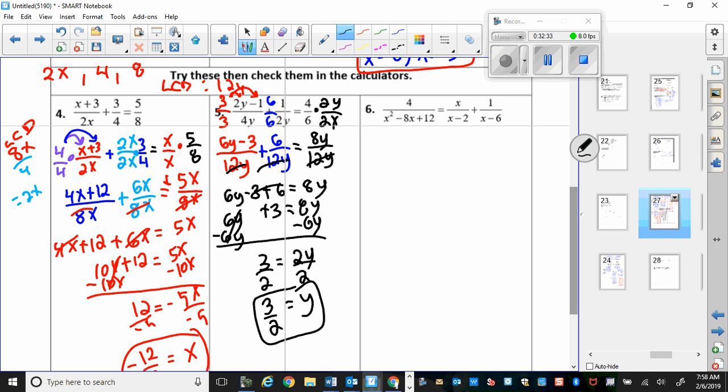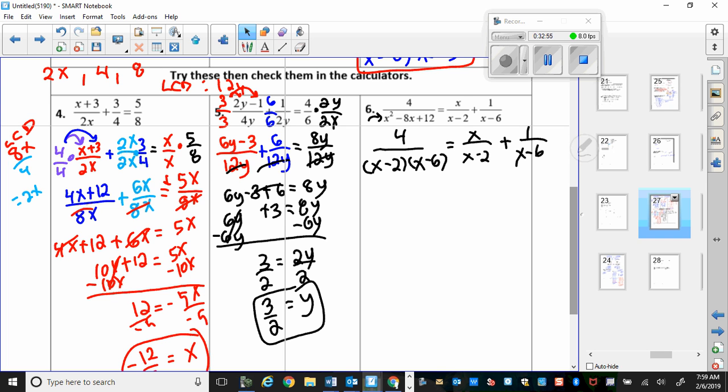Now, for the last one, we need to factor this polynomial to see what's missing. So if we factor, we get 4 over x minus 2 times x minus 6, right? Equals x over x minus 2 plus 1 over x minus 6. And then it's obvious what's missing from each rational. Nothing's missing from the denominator of the first rational.